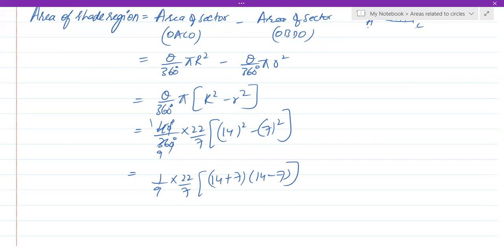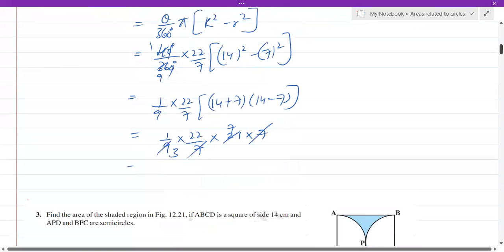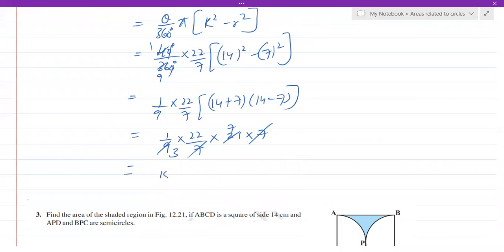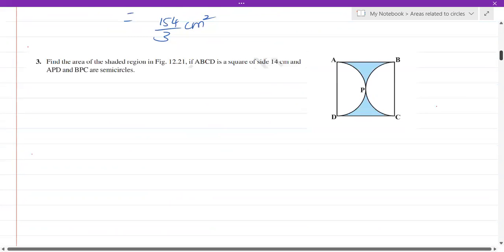Okay, so 14 plus 7 is 21, so 1 by 9 into 22 by 7 into 21 into 14 minus 7 is 7. 7 gets cancelled, 3 sevens are 21, so it becomes 22 into 7 is 154 divided by 3, so many centimeters square. Okay, that's the required area. Let's get into the next question.